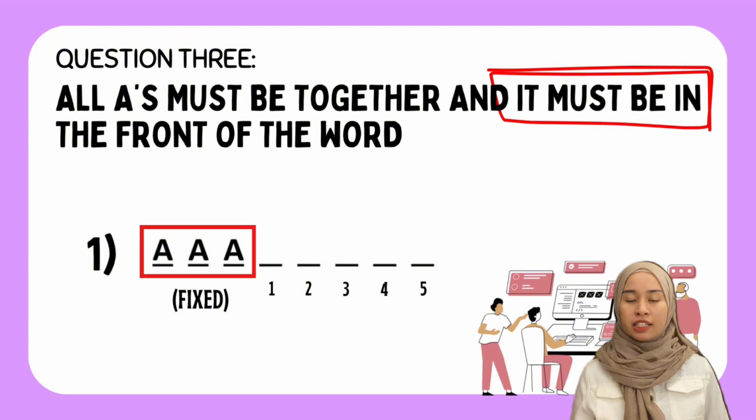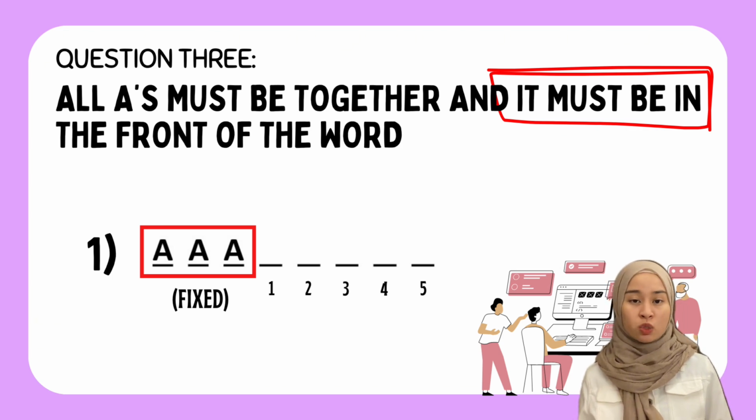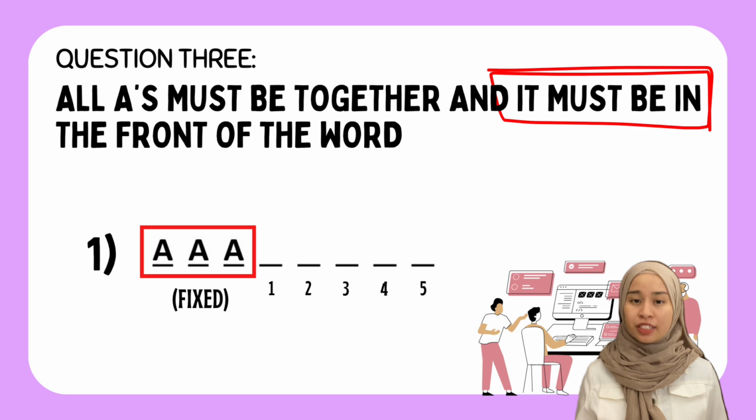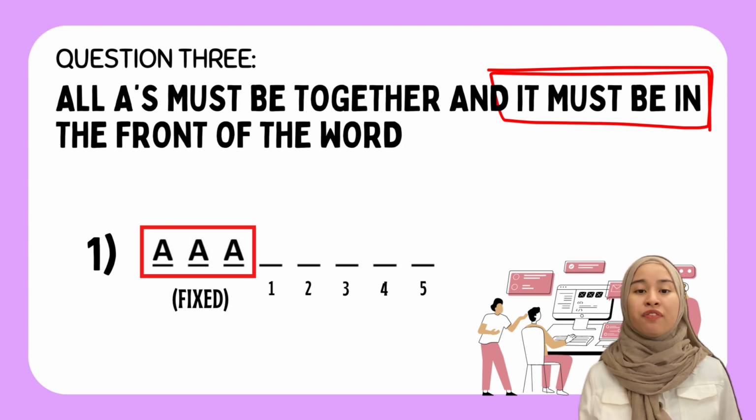Last but not least, the last question, which is all A's must be together and it must be in the front of the word. Some of you might say, what's the difference between the second question and this one, right? But it is different, because in the previous question it states it must be together, which means it will be fixed. In this question, it states that it must be at the front, so we do it like this. So now this is where we can differentiate this question from the previous one.